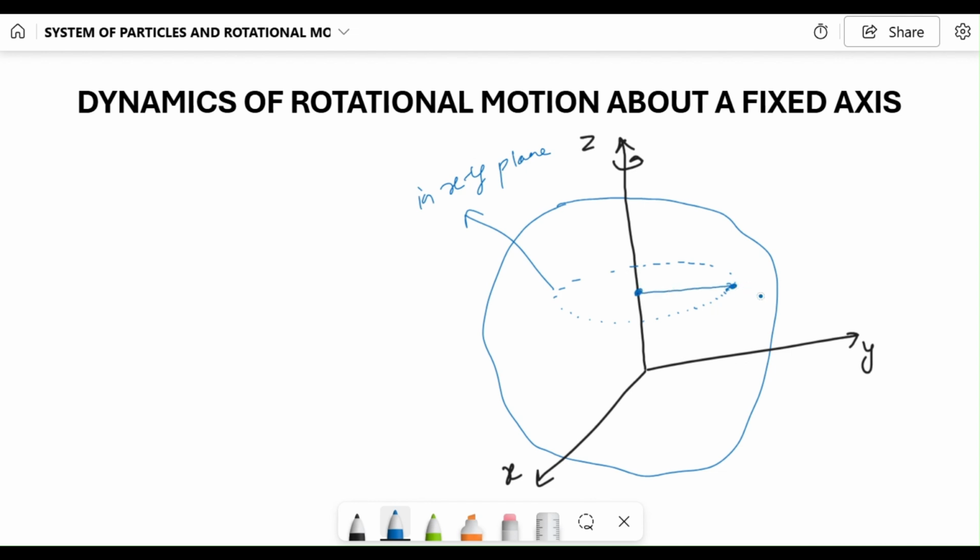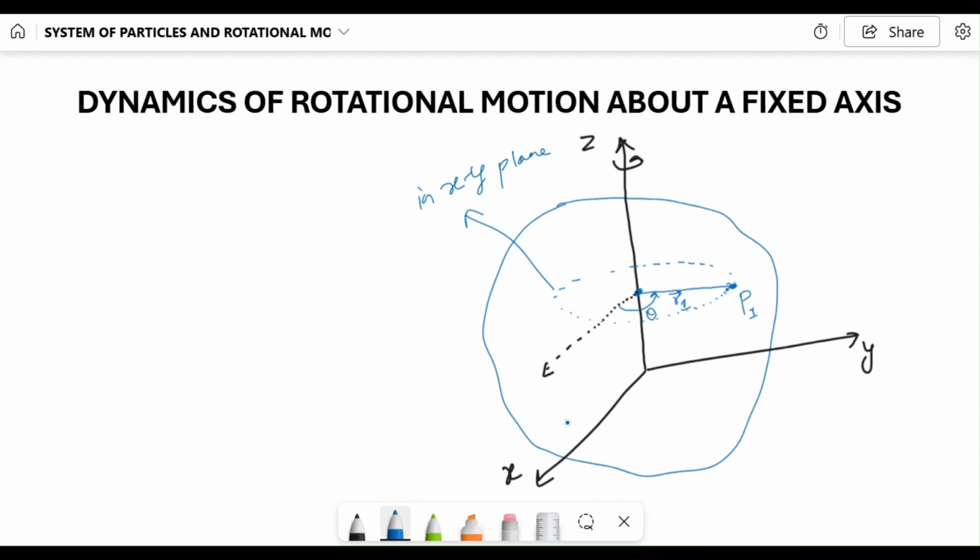a position vector for this point. Let's say this is point P1 and this position vector is R1. Now, if this position vector is making an angle theta with the x-axis, look, this is the x-axis. So at this point, let's say this axis will be parallel to this one, and this angle here is theta.